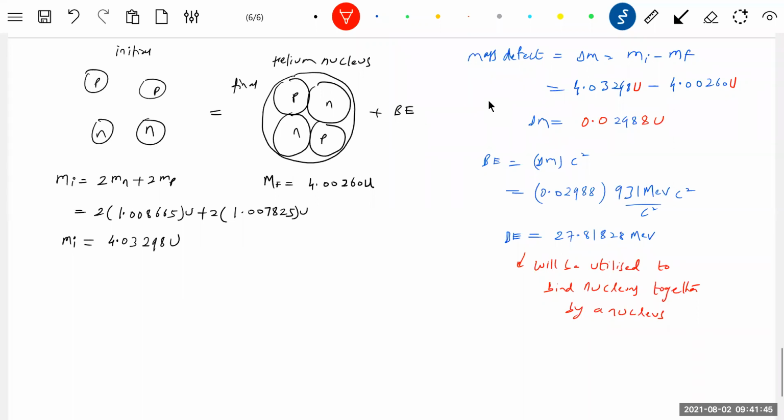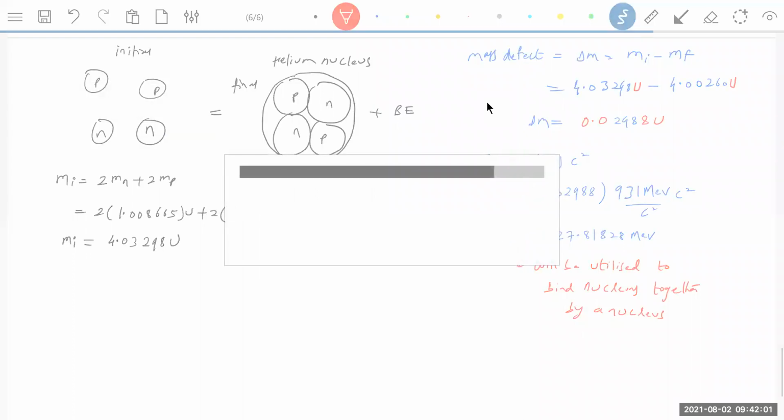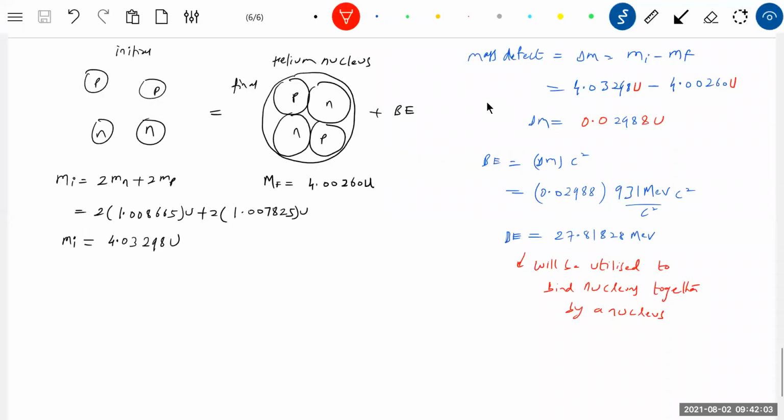Gayatri, Gunetra and Srija, you have 0.0308 and 0.0298. Okay, anyway, some nearest. Okay, there is the binding energy.